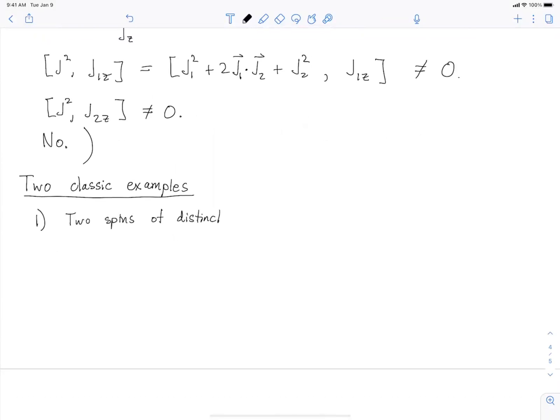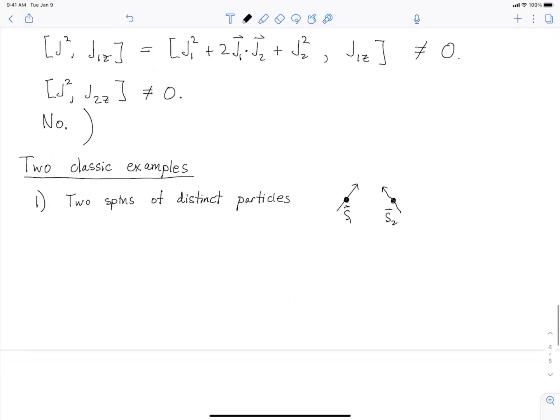In this situation, I'm just going to be ignoring the positions of the particles and their orbital angular momentum completely. I've just got one particle here, and its spin can point in any direction. Here's another particle, maybe it's in a crystal lattice at a fixed distance, and its spin can point in some other direction. So this is S1, and this is S2. In our generic case, our J1 is really the spin of particle 1, and our J2 is the spin of particle 2.